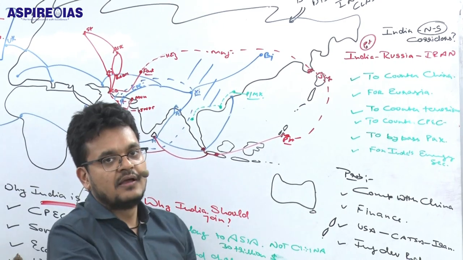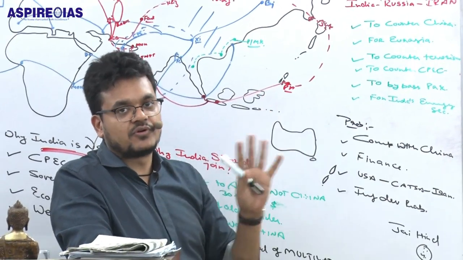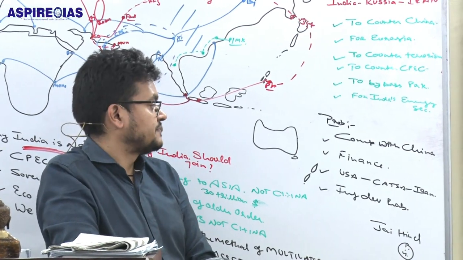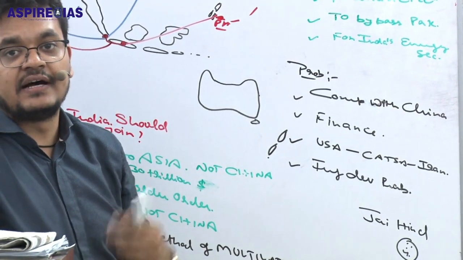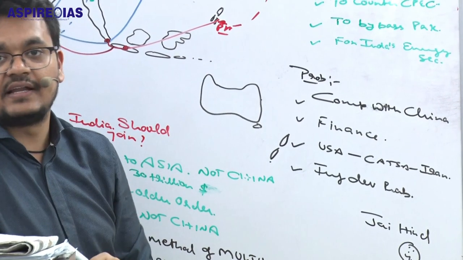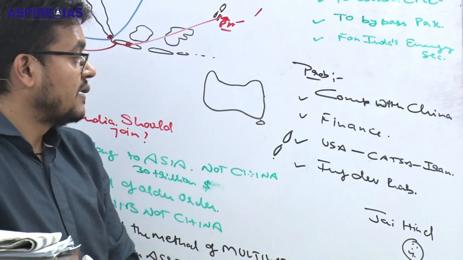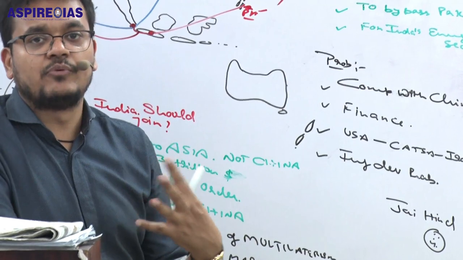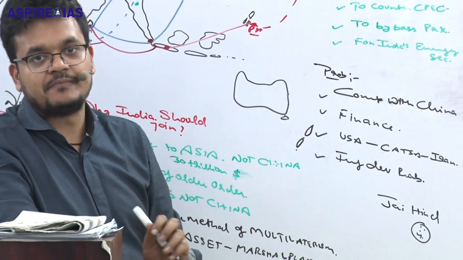What is the problem? The problem is competition with China. China also wants to develop the Chabahar port of Iran. Finance problem: India is lacking in finance. The USA and their overall ban over Iran; Iran has somehow become a hot spot. India is not in a condition to help Iran because of USA economic sanctions. And there is infrastructure development. India is very poor in infrastructure development. We are affected by time and cost overrun.